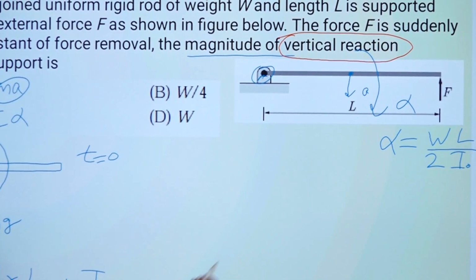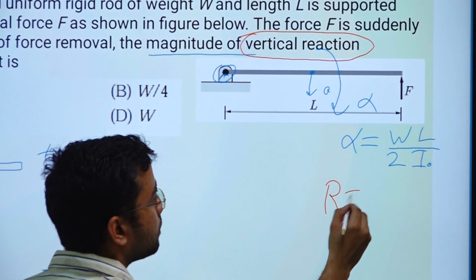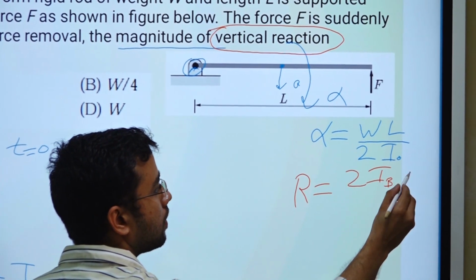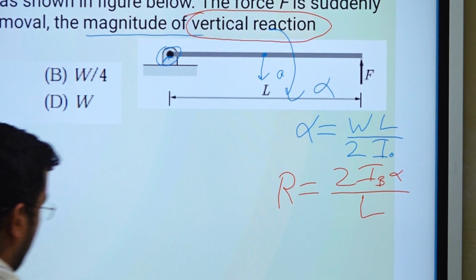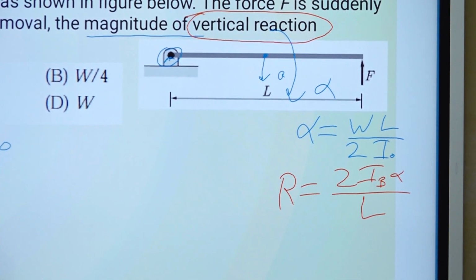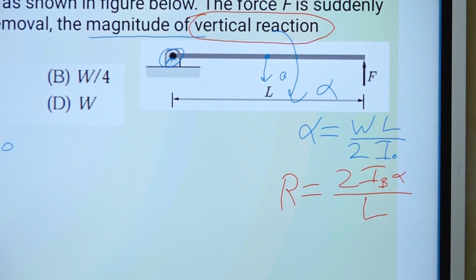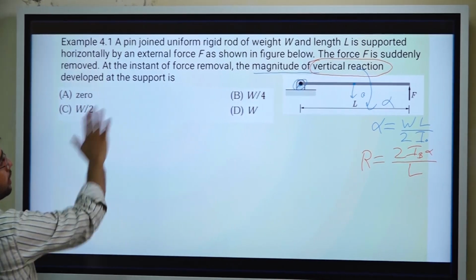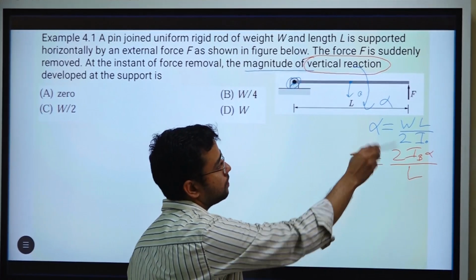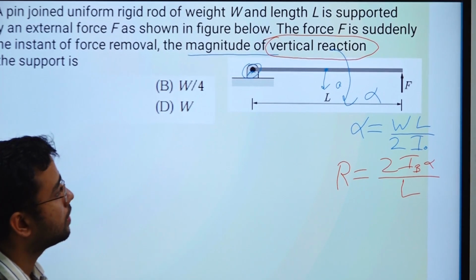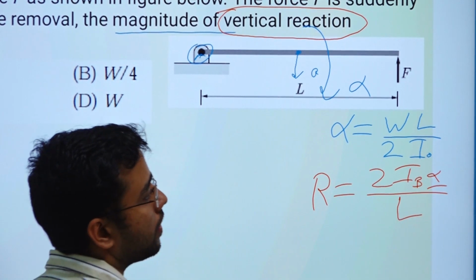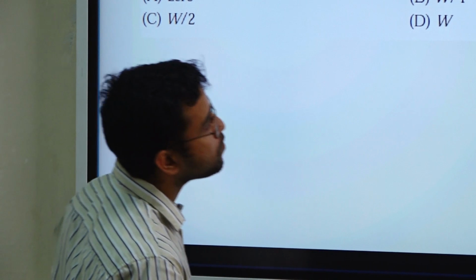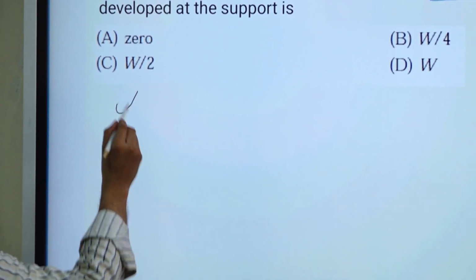Now we got two formulas, alpha and R is equal to 2 IB alpha divided by L. So I will just rub it off. Now we just have to solve the problem. We don't need all these diagrams. With the help of these two things we can solve it. So what we have to do, we have to replace alpha here.